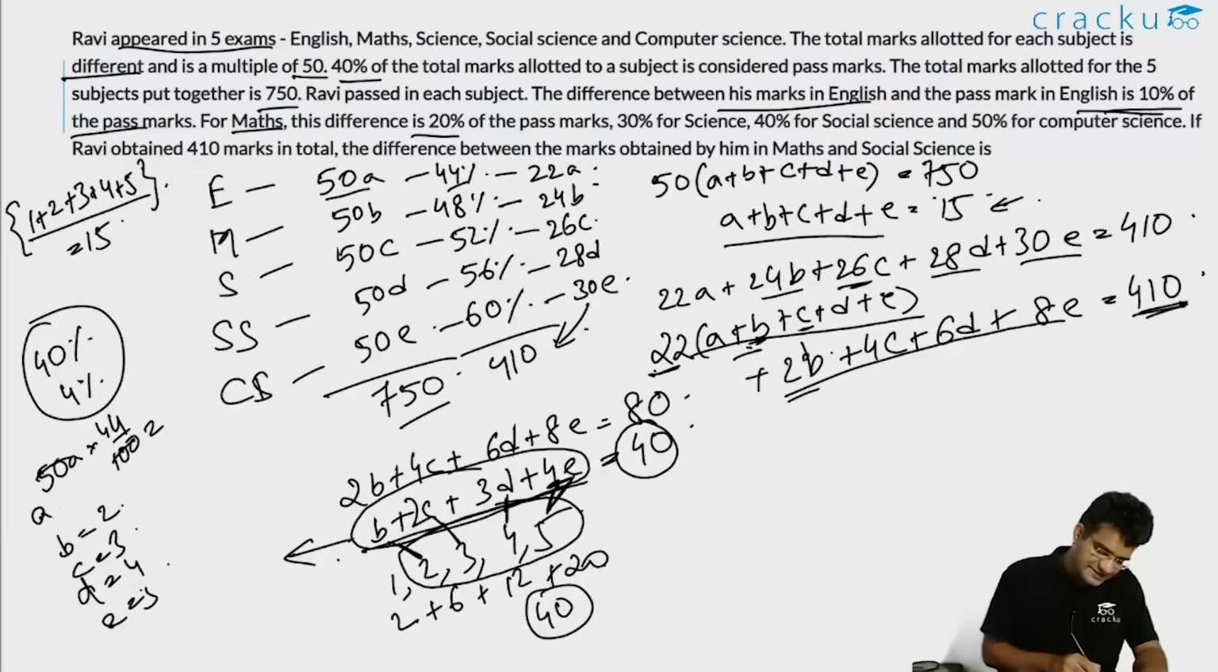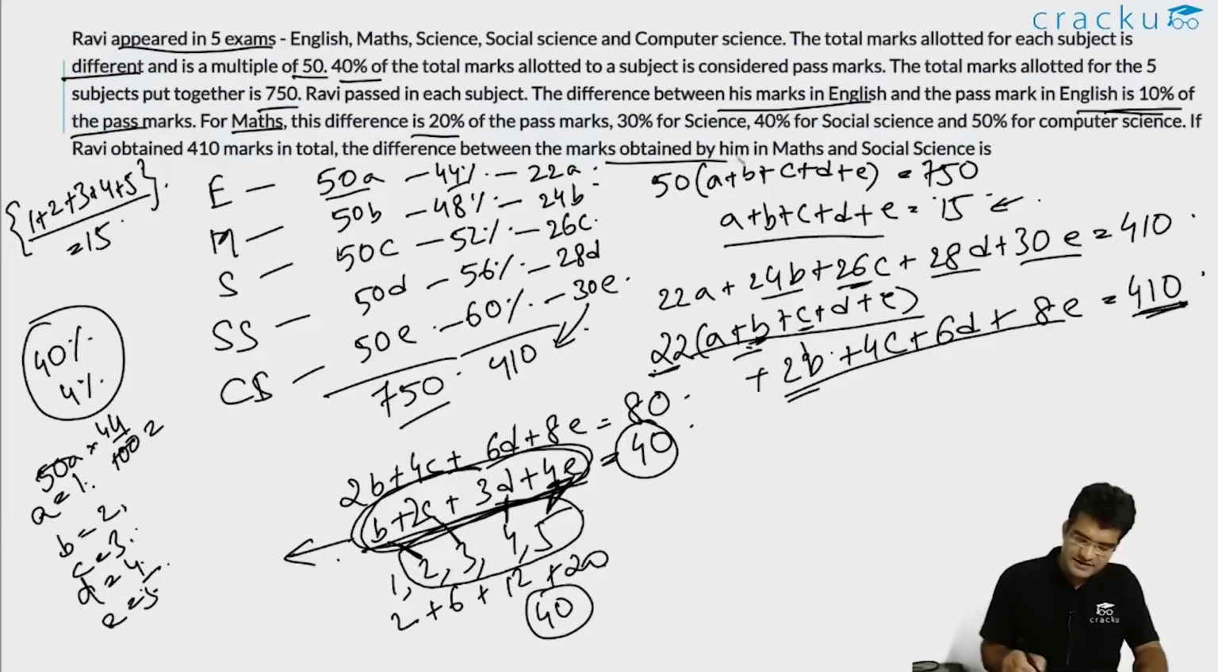This would imply that A is equal to 1. For any other permutation of A, B, C, D and E, the value of B plus 2C plus 3D plus 4E will be less than 40. So now we know that A is 1, B is 2, C is 3, D is 4 and E is 5. We can calculate what exactly has been asked.